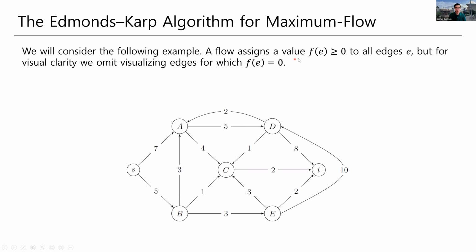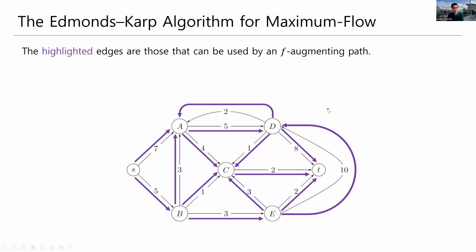And I want to say upfront that I am only going to draw flows if they have a positive value. Any zero flow values, we're just going to omit for visual clarity. Initially, the Edmonds-Karp algorithm initializes zero flow everywhere, so there's nothing to really worry about here. Then we enter into the while loop. We're looking for a shortest f augmenting path.